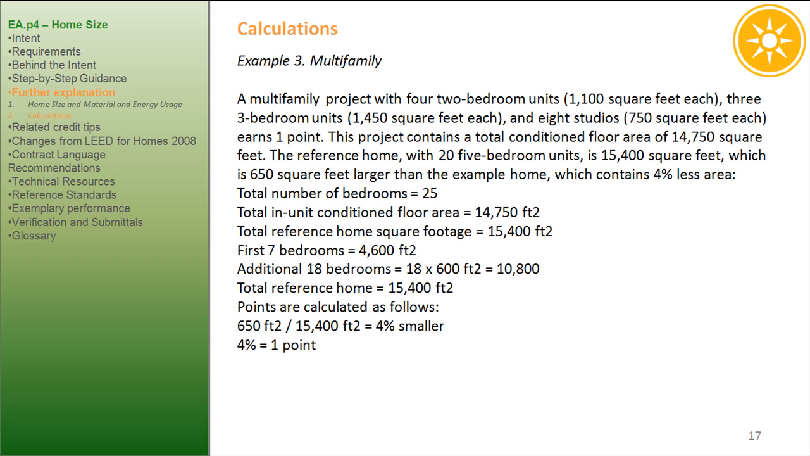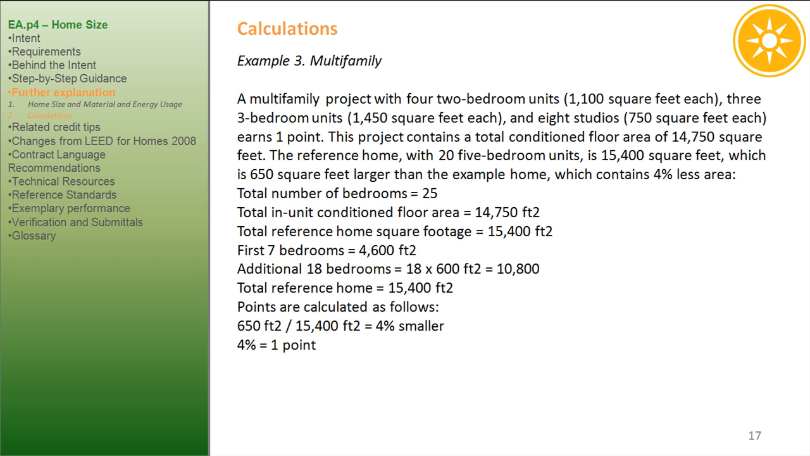Example 3. Multifamily. A multifamily project with 4 2-bedroom units, 1,100 square feet each, 3 3-bedroom units, 1,450 square feet each, and 8 studios, 750 square feet each, earns 1 point. This project contains a total conditioned floor area of 14,750 square feet. The reference home, with 25 bedrooms, is 15,400 square feet, which is 650 square feet larger than the example home, which contains 4% less area.